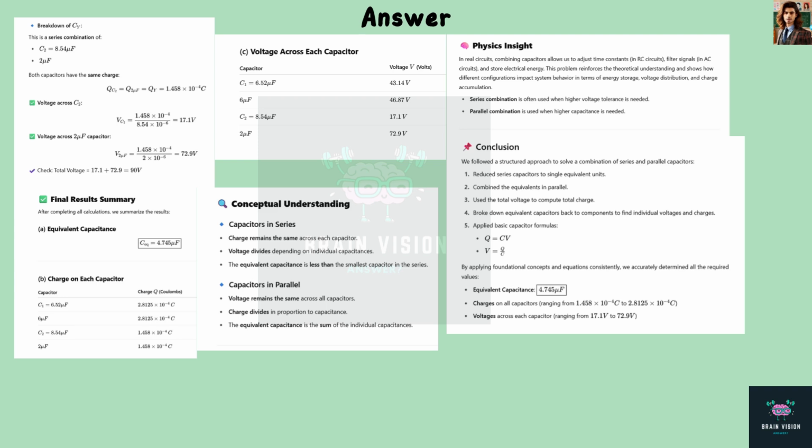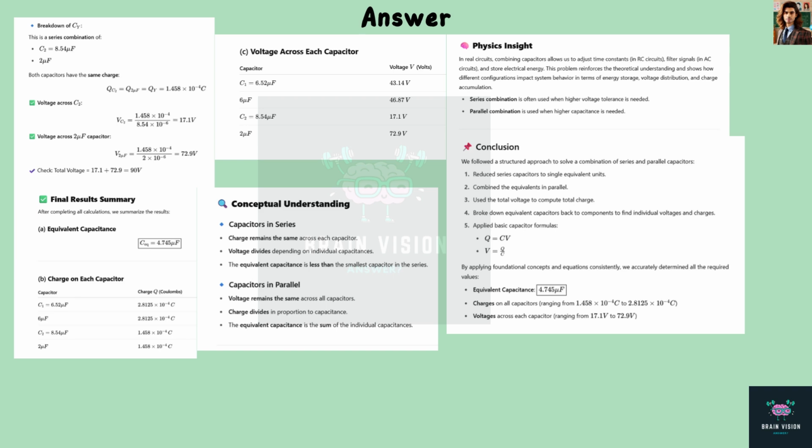Conclusion. We followed a structured approach to solve a combination of series and parallel capacitors. 1. Reduced series capacitors to single equivalent units. 2. Combined the equivalents in parallel. 3. Used the total voltage to compute total charge. 4. Broke down equivalent capacitors back to components to find individual voltages and charges. 5. Applied basic capacitor formulas Q equals CV and V equals Q over C.